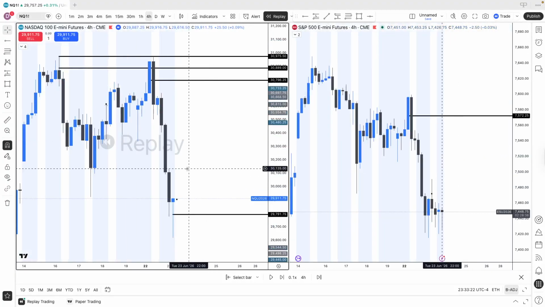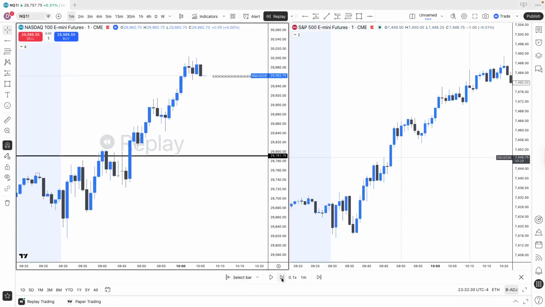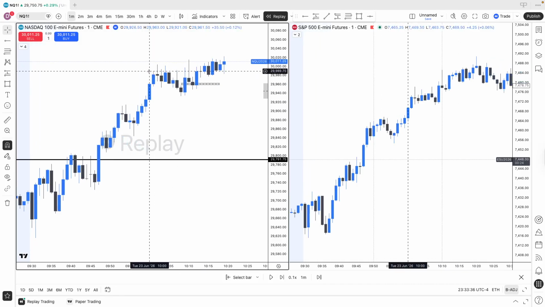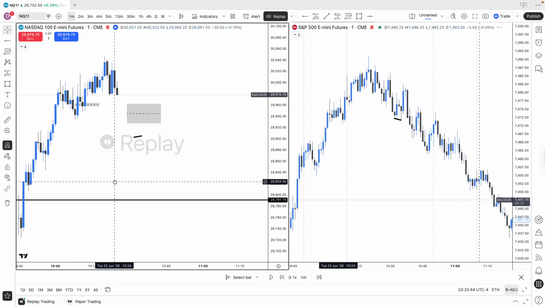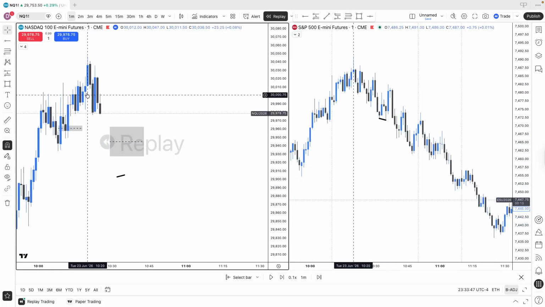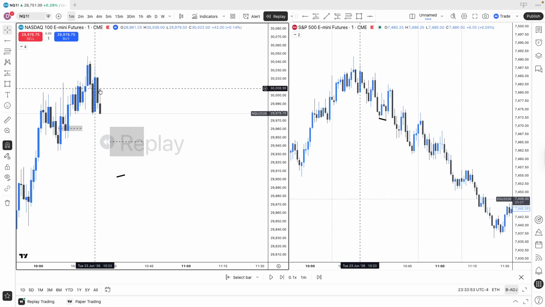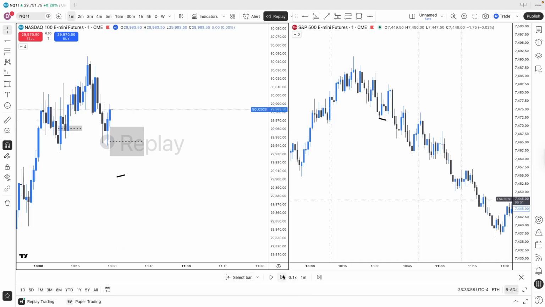What did I do wrong today? Well, at 10 o'clock, a 4-hour gap opens up, and we go ahead and have a nice PO3. At 10 o'clock, we accumulate, we manipulate higher, and then we get lower price out of this 4-hour. This is probably one of your better trades of the day. However, I'm not going to take this just because we are just accumulating.